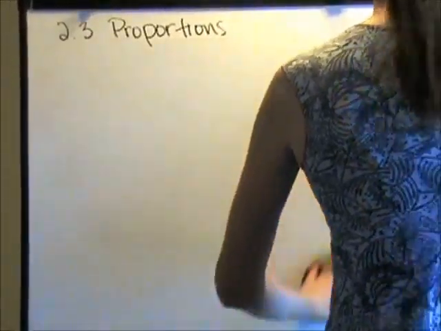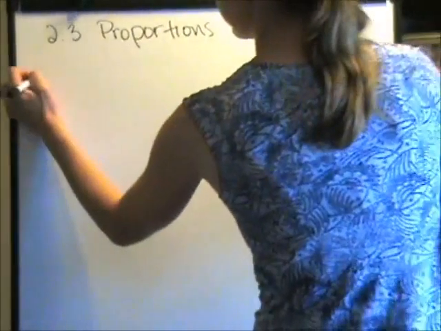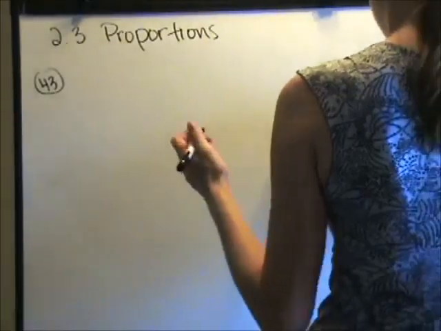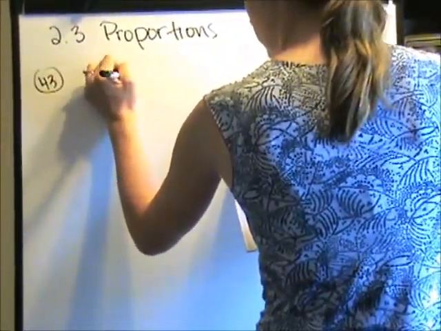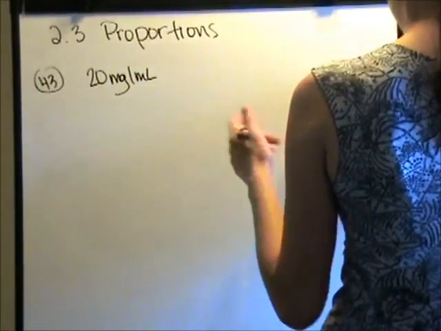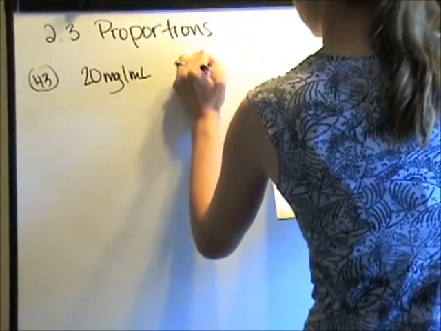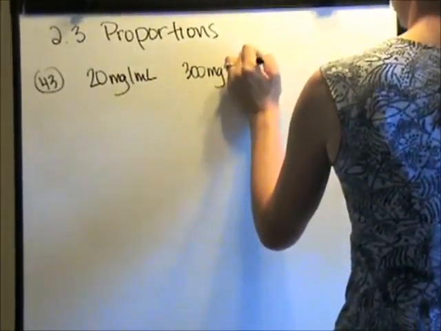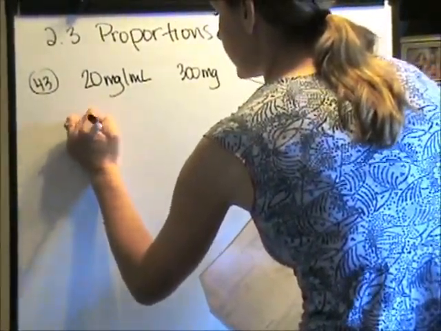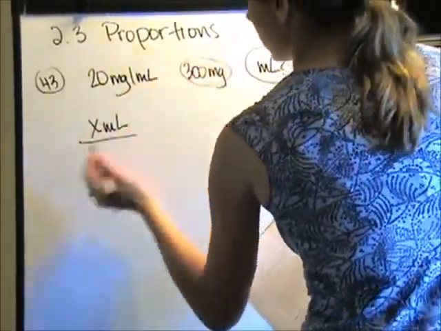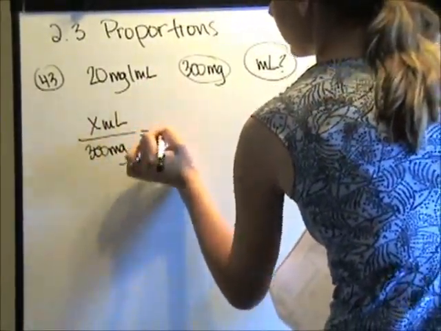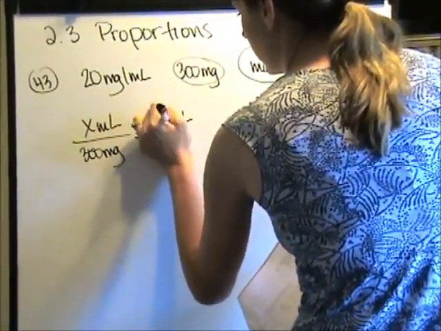Let's do one more. Number 43. Silkamycin is available as a concentration of 20 milligrams per mil. How many milliliters are needed to prepare a foot soak that contains 300 milligrams? So we're looking for how many milliliters. So milliliters is what we are trying to find. That's going to be our unknown, our x. The desired dose is 300 milligrams. And we know it's available as 20 milligrams per milliliter.